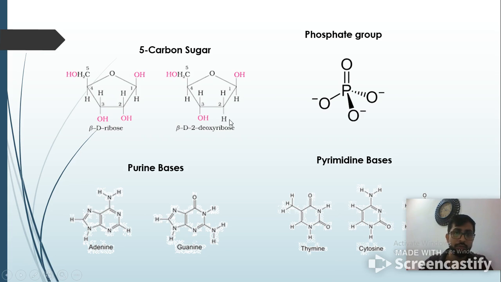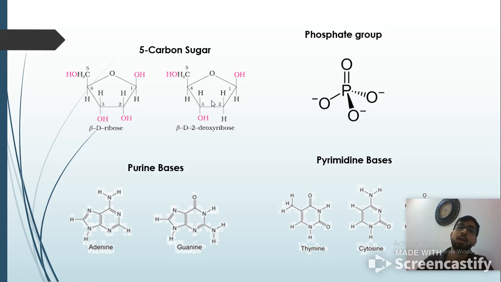If you look closely at these two structures, you will see a difference at carbon number two. In beta-D-ribose, at carbon number 2, we have a hydroxy group downwards, whereas in beta-D-deoxyribose, we don't have any hydroxy group at the 2' carbon. There are just two hydrogens. This is a very small difference between the two, but it makes a huge difference in the structure of nucleic acids.